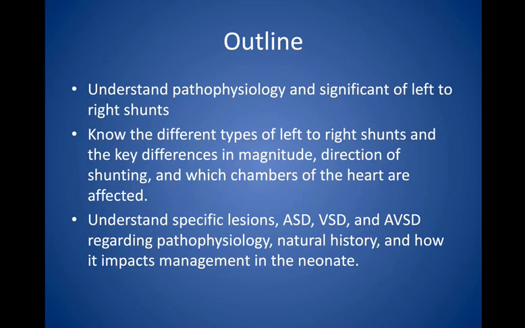And so today's goals, we want you to understand the pathophysiology and significance of left to right shunts. We want to know the different types, as well as the key differences in magnitude, how to determine the direction of shunting, as well as which chambers of the heart are usually affected. And then we want to review the specific lesions. Specifically for this talk, we'll go over ASD more in detail, VSDs, as well as AVSDs. We'll review the pathophysiology, the natural history, and then how it impacts the management.